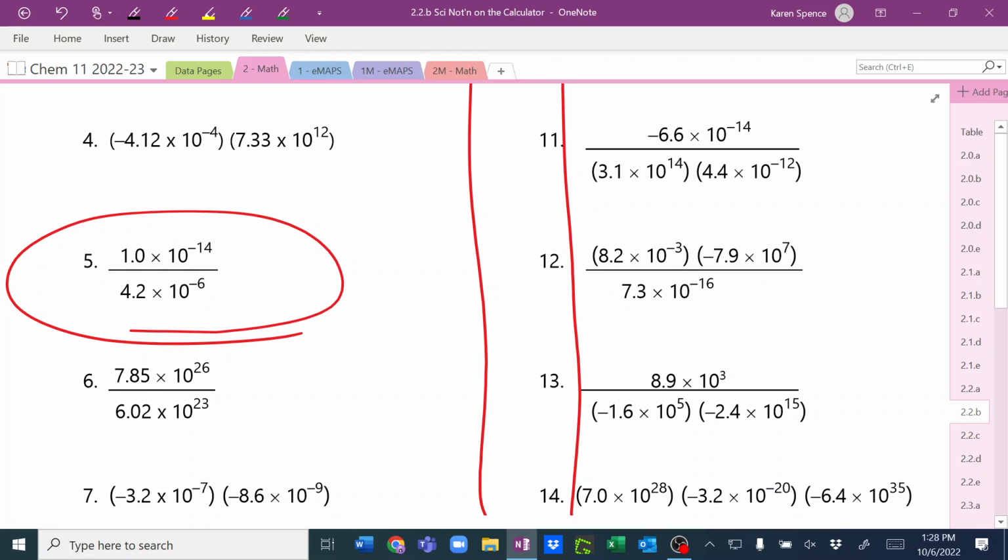Yes, divided by 9. How are we doing? Questions?